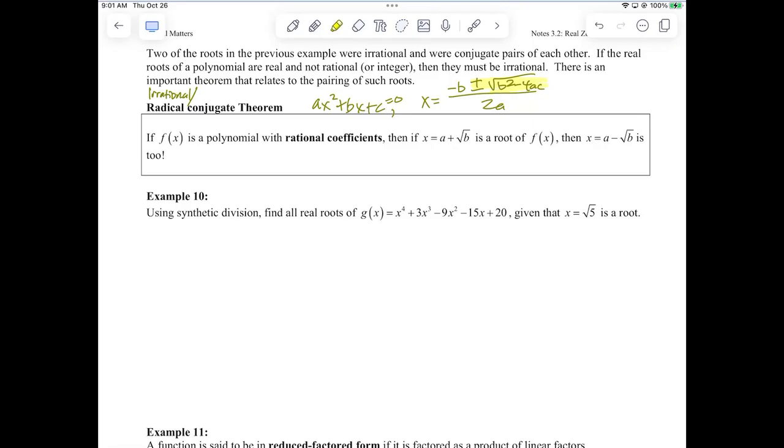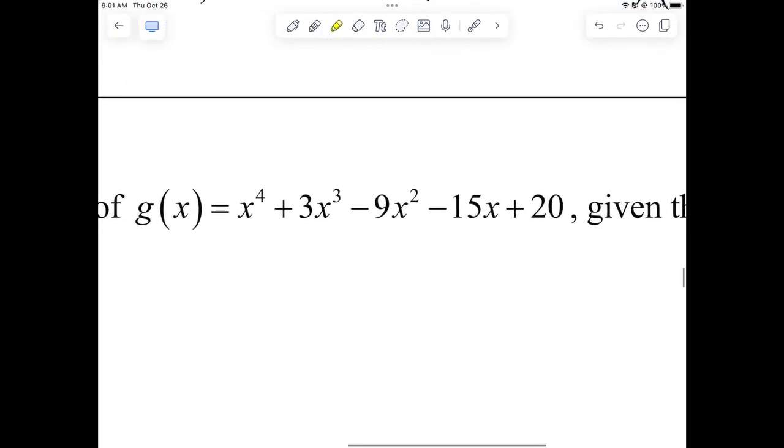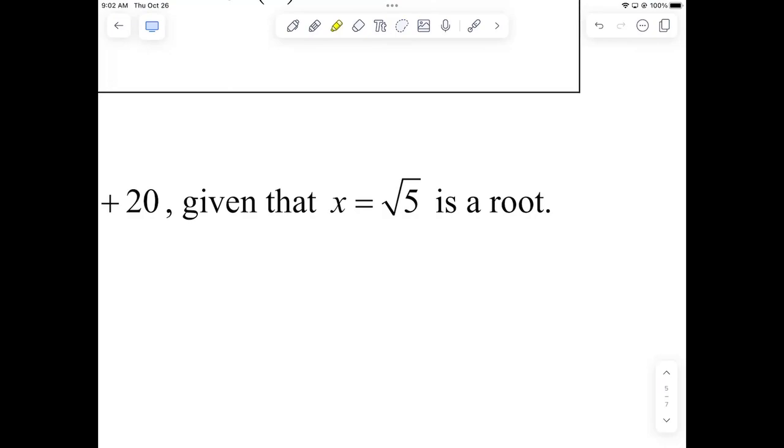All right, let's go ahead and try out our new skill. How is that going to be useful to us? Using synthetic division, find all the real roots of x to the fourth plus 3x cubed minus 9x squared minus 15x plus 20, given that the square root of 5 is a root. Being a fourth degree polynomial, I would like to know how many roots to get it down to a quadratic. 2.